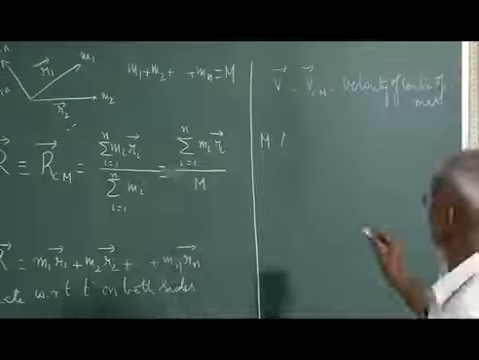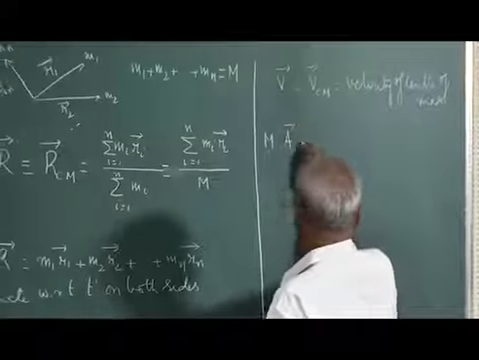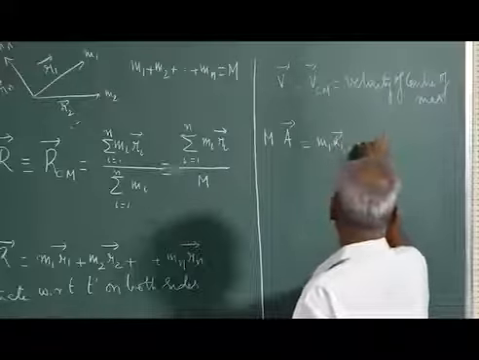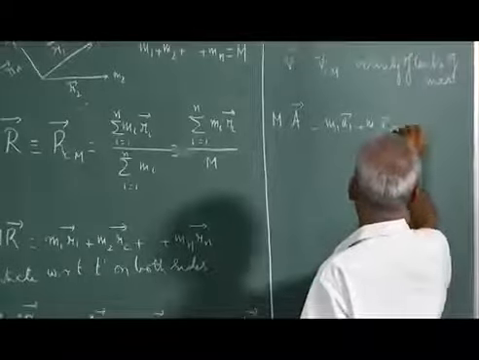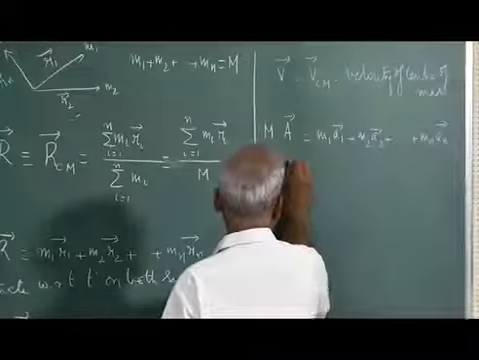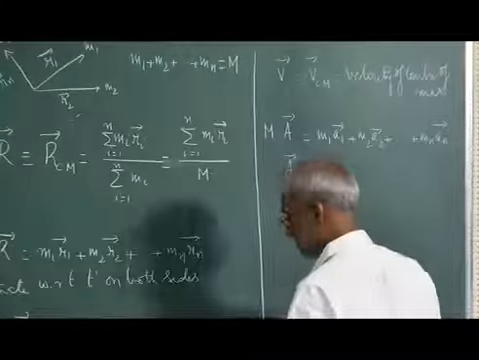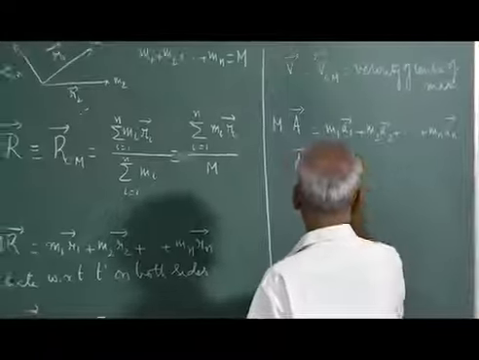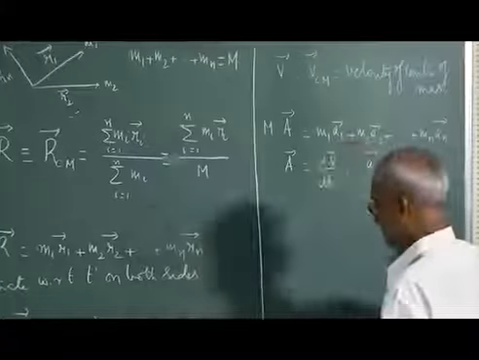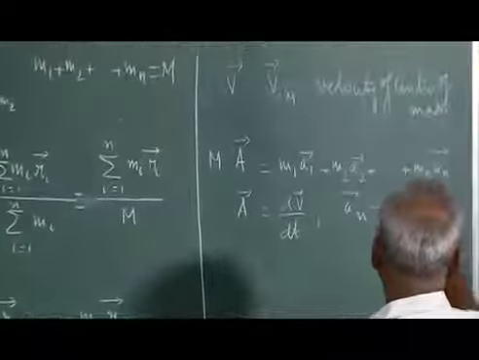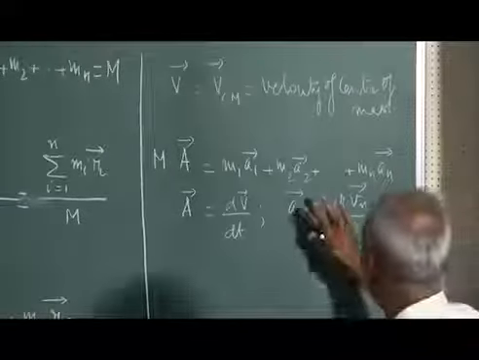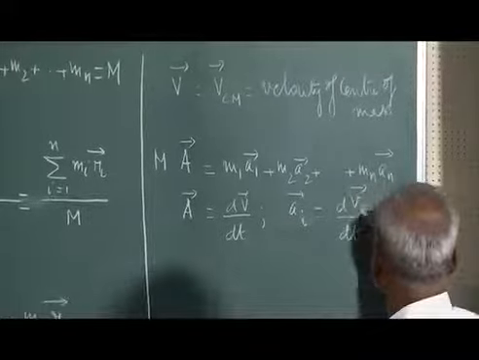Therefore, M into A is equal to m1 a1 plus m2 a2, etcetera, plus mn an, where A is the acceleration of the center of mass. Therefore, it is dV by dt, and a sub n is the acceleration vector of the nth particle, given by dvn by dt. So far so good. I can do this for the ith particle, but I am doing it for the nth particle.